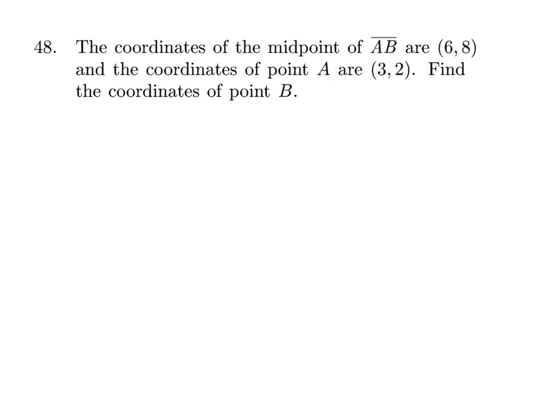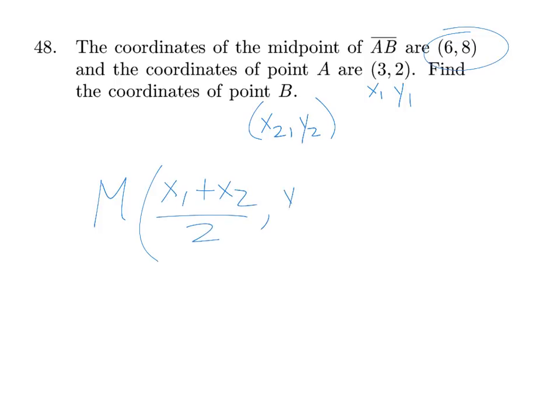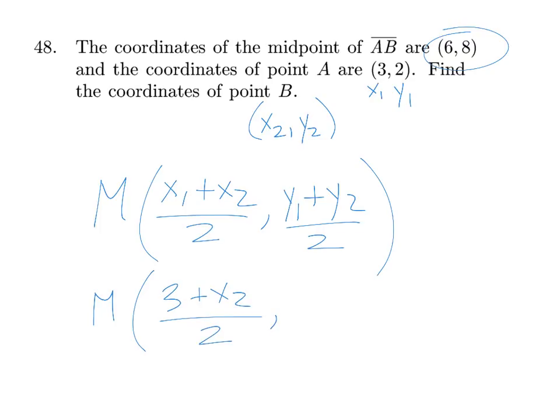The coordinates of the midpoint of AB are 6, 8. All right, that's my midpoint. And the coordinates of A are 3, 2. That's my x1, y1. Find the coordinates of point B. All right, point B would be x sub 2, y sub 2. All right, so there's the midpoint formula, x sub 1 plus x sub 2 over 2, y sub 1 plus y sub 2 over 2. Plug in the information that I was given. So I have x1, which is 3, plus x sub 2, I don't know what that is. Y sub 1, which is 2, plus y sub 2 over 2. That's equal to the midpoint, which is 6, 8.